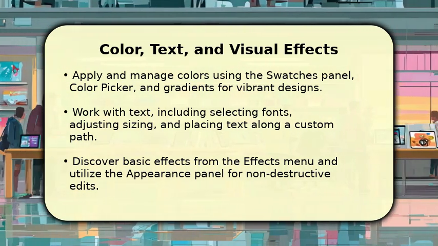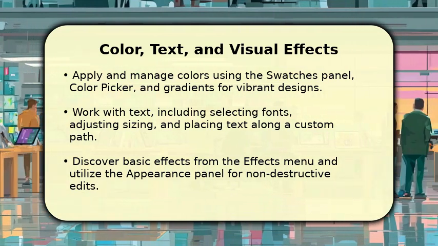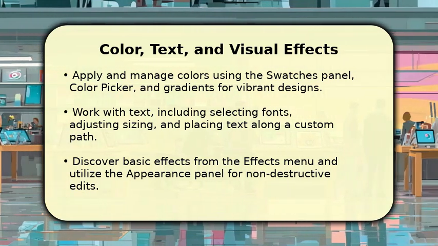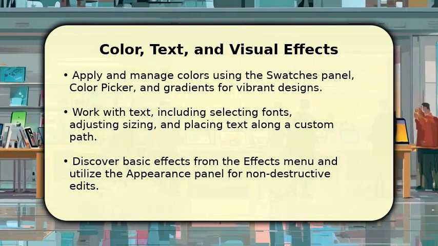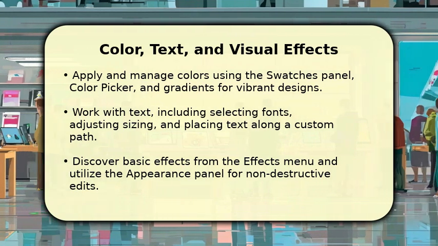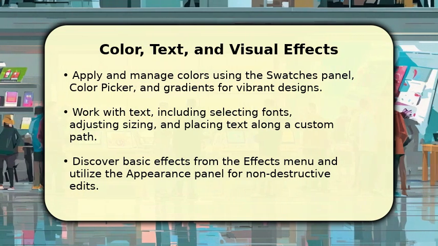Use the Swatches panel to apply solid colors or create custom gradients for depth. For text, select the Type tool, choose your font and size, and even place text along a curved path for dynamic layouts. Explore the Effects menu for stylistic changes like drop shadows or blurs.